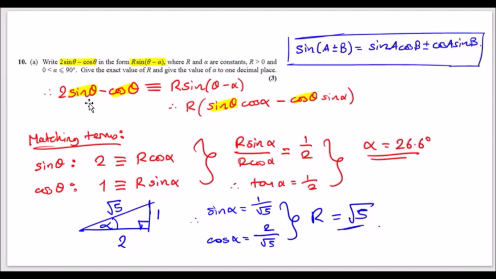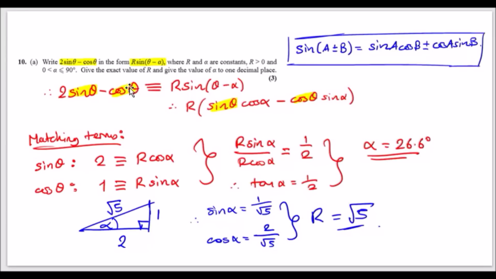So I highlighted sine theta and cos theta for a reason, because I want us to match the coefficients on this and this side. In terms of sine theta, on the left hand side we have a 2, and on the right we have an r times cos alpha. So we say, okay, 2 must be identical to r cos alpha.